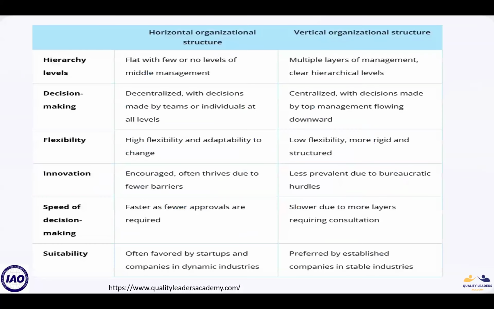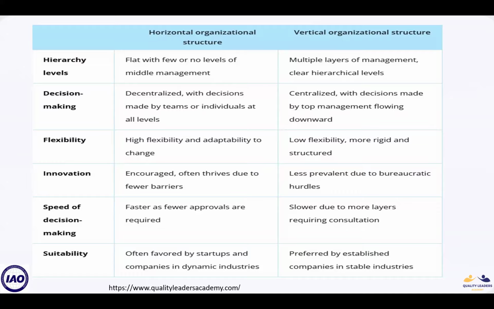Okay, when we compare horizontal and vertical organizational designs, as far as hierarchy is concerned, for horizontal, there are few or no middle layers, but multiple middle layers in vertical style. Coming to decision making, it is most of the time decentralized in horizontal style and is always centralized and with the top management in vertical, with decisions moving from top down.